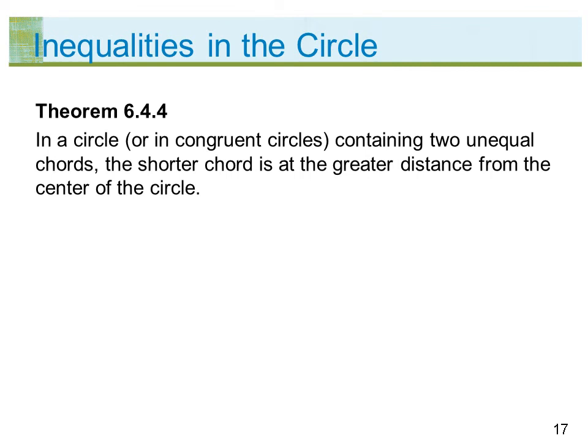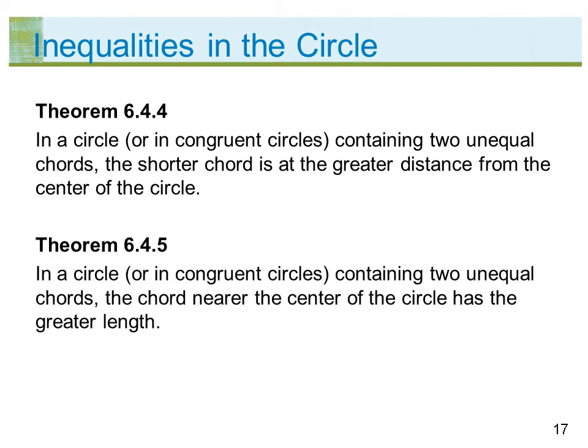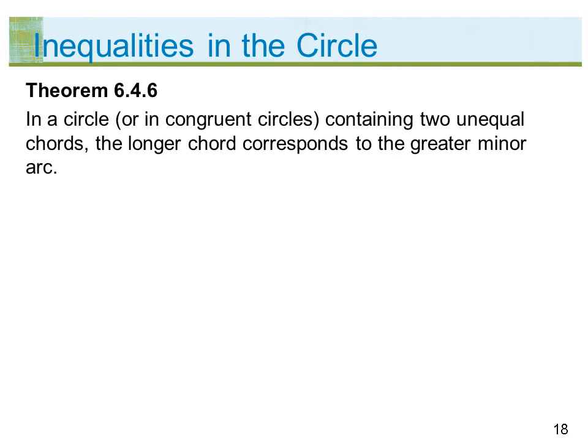Theorem 6.4.4. In a circle, or in congruent circles, containing two unequal chords, the shorter chord is at the greater distance from the center of the circle. Theorem 6.4.5. In a circle or in congruent circles containing two unequal chords, the chord nearer the center of the circle has the greater length. Theorem 6.4.6.